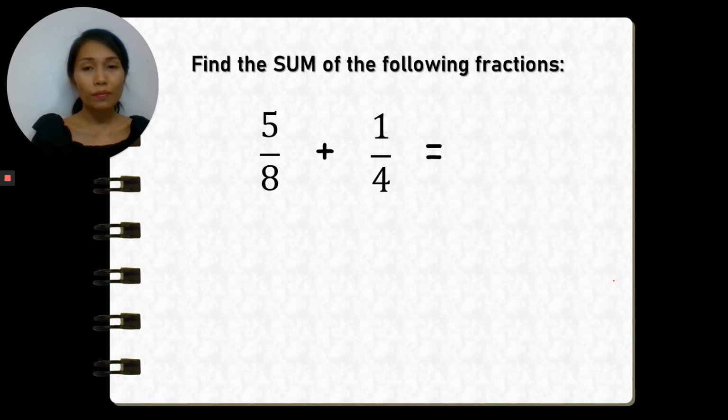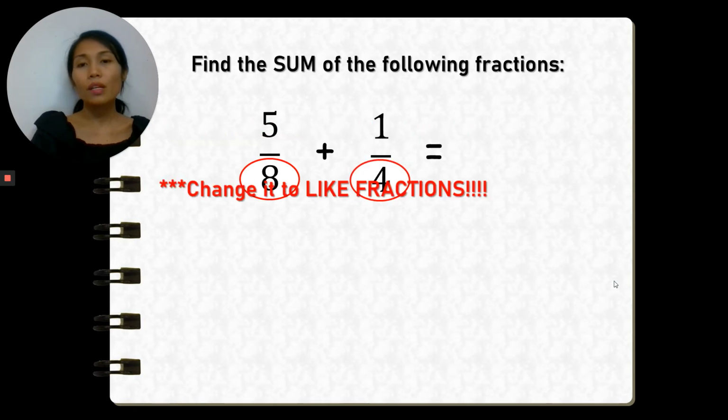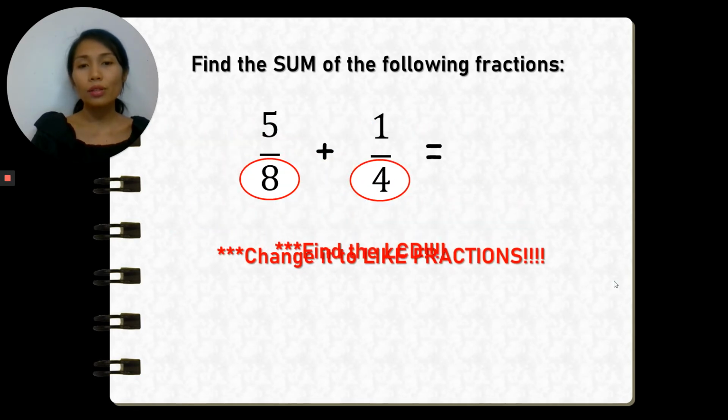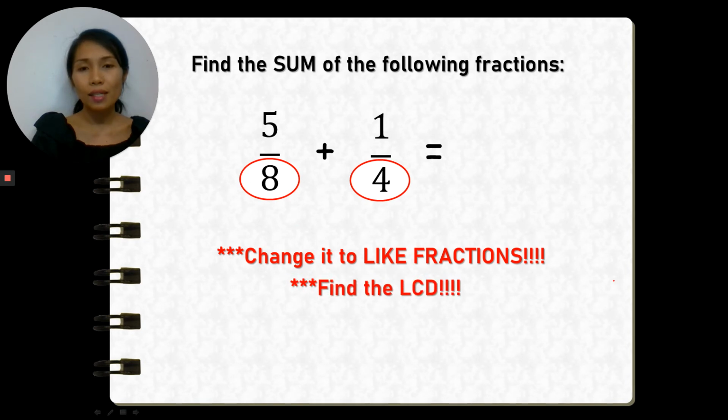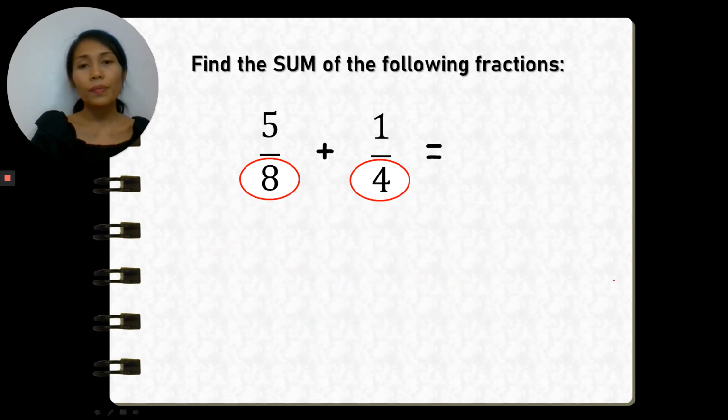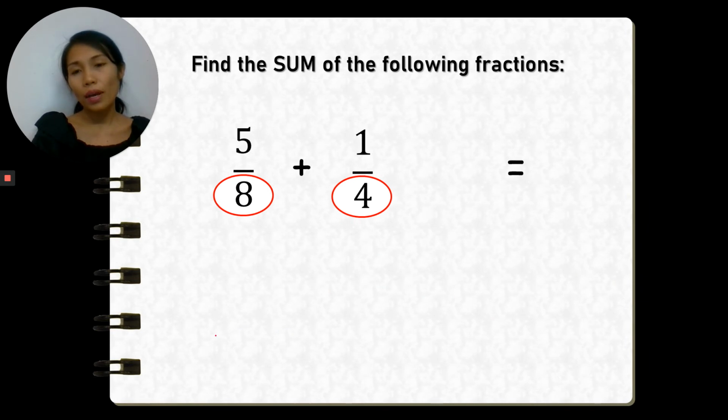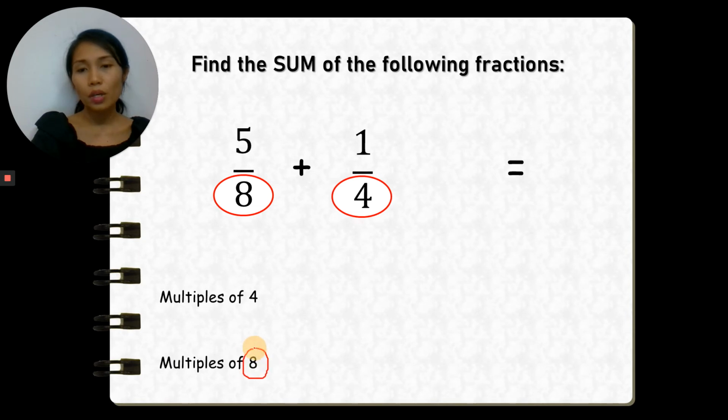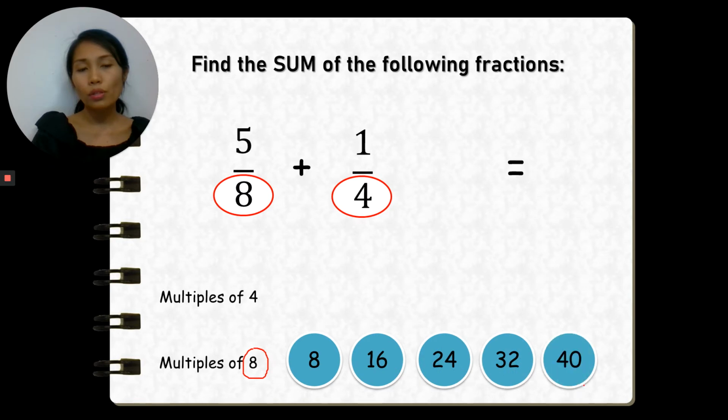5/8 plus 1/4. You see their denominators are not the same, so our target is to make them into like fractions. You have to make new fractions out of this. Okay, so the denominators are 8 and 4. We're going to find the LCD. So let's get the multiples of 8. Let's try with the bigger denominator: 8, 16, 24, 32, 40.